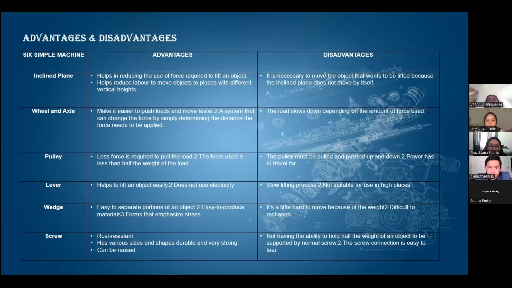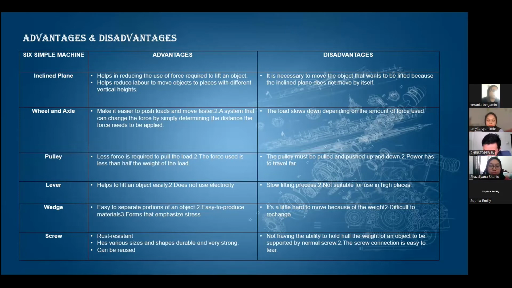The advantage and disadvantage. First simple machine, the inclined plane. The advantage is it helps in reducing the force required to lift an object. And number two, have reduced vertical height. And the disadvantage is it's necessary to move the object farther.